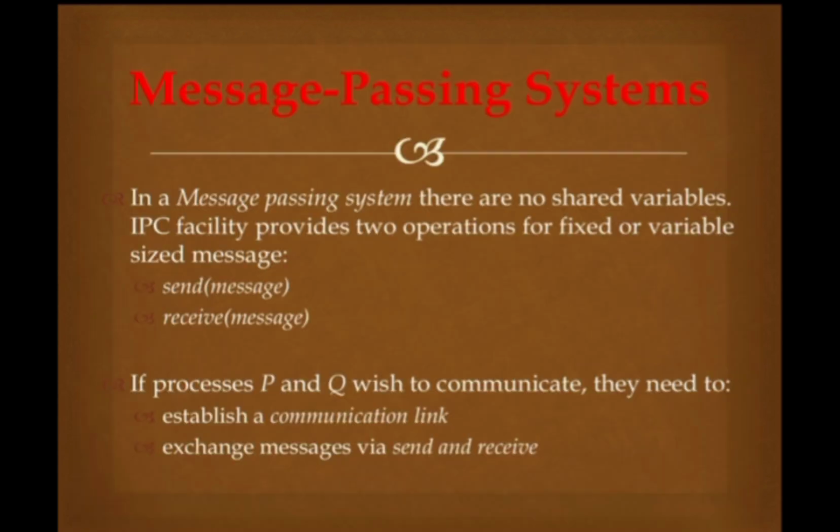Now comes the second type, which is message passing systems. Unlike shared memory, in message passing there is no shared variable at all. The IPC facility here provides two basic operations: send message and receive message. So, if two processes, let's say P and Q, want to communicate, they first need to establish a communication link between them, and then they exchange data using these send and receive operations.